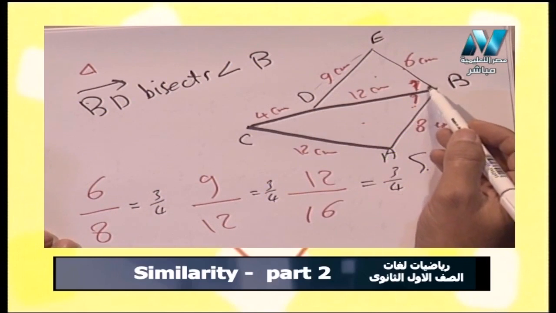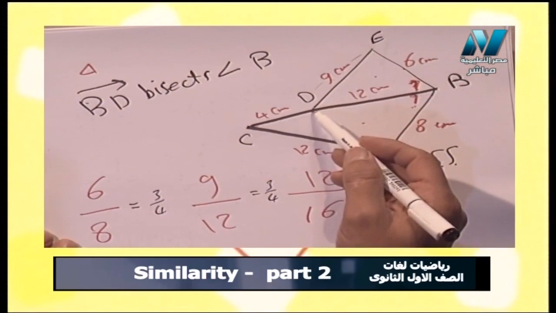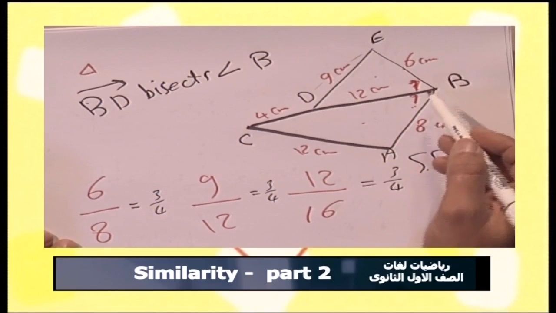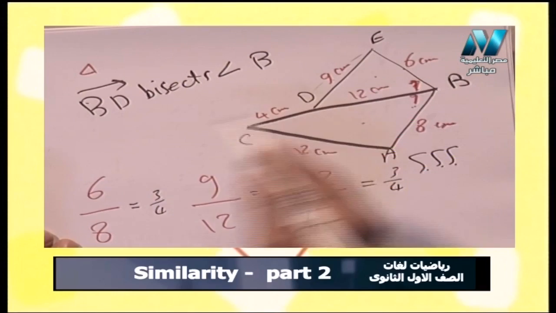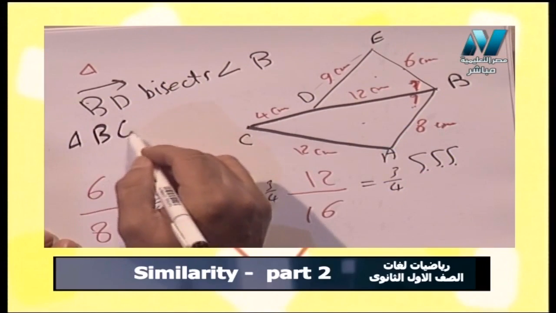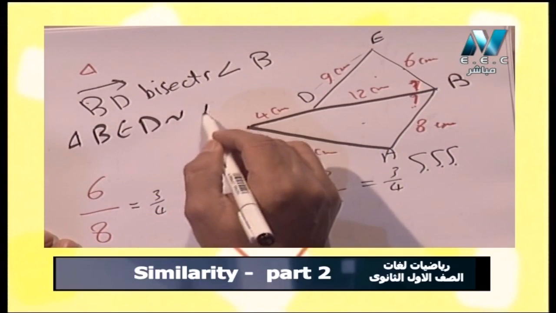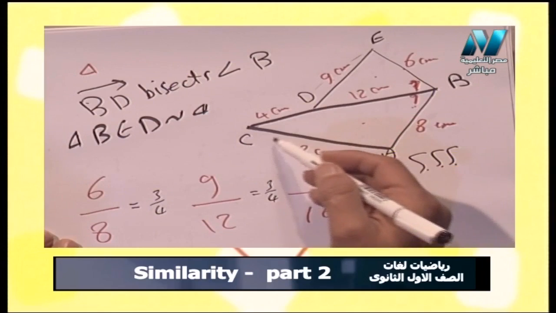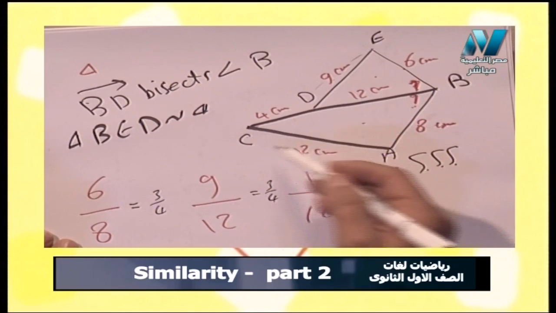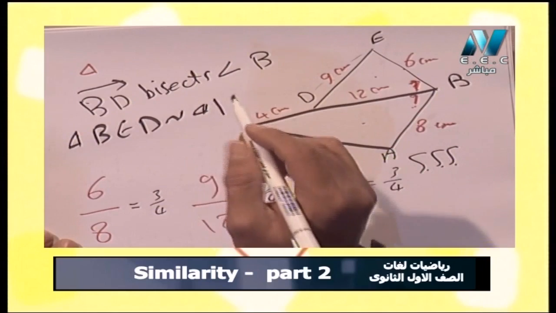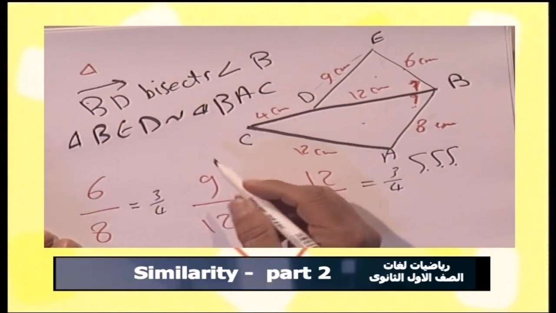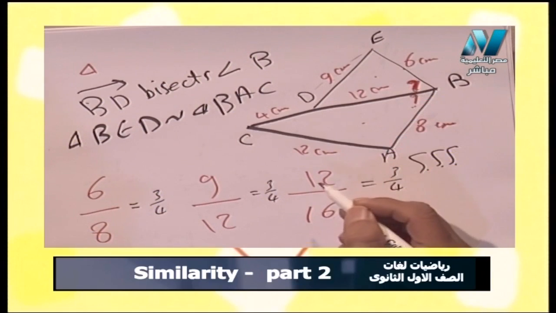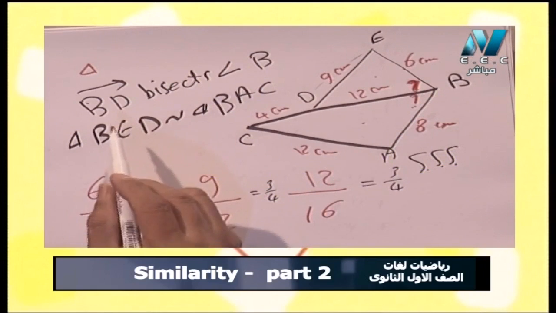So we have here BE equals 6 and ED equals 9 and DB equals 12. We arrange them, so we can say the triangle BED is similar to the triangle here. This triangle, starting from smaller to greater, we call it BAC. And we try to find out these two angles, which is B.